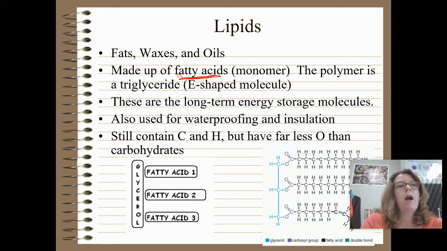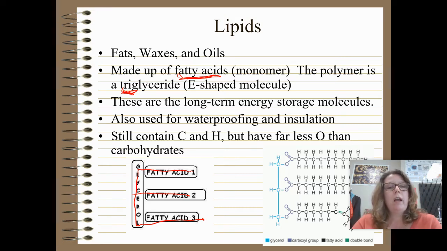So a triglyceride, as you can imagine, has 3 fatty acids that are linked together. It's a capital E-shaped molecule if you look at it. Here's our capital E right there. So you have 3 fatty acids stuck onto a glycerol backbone.